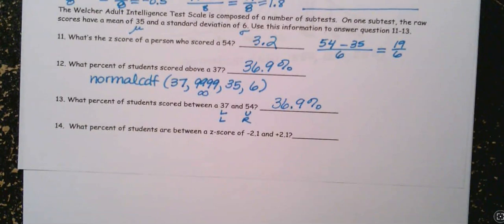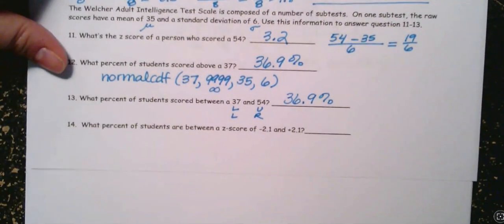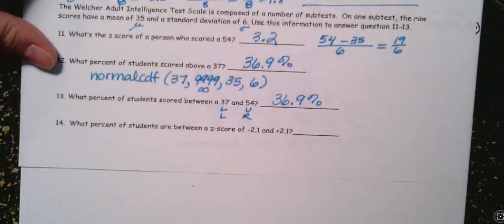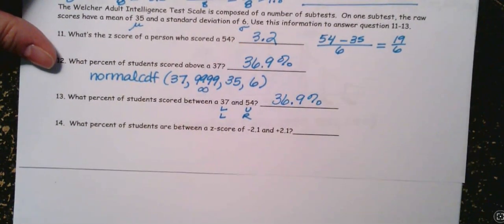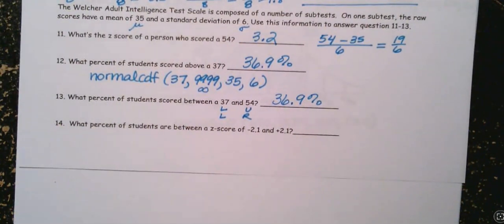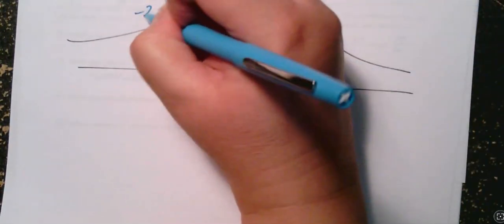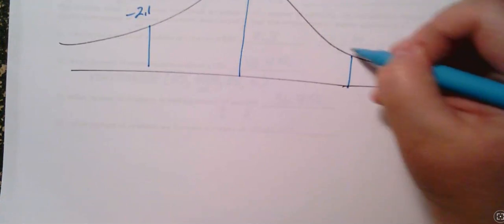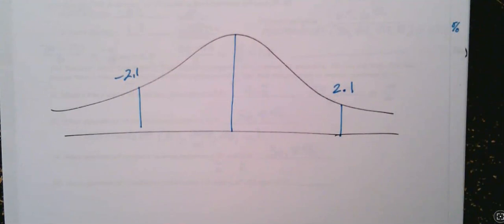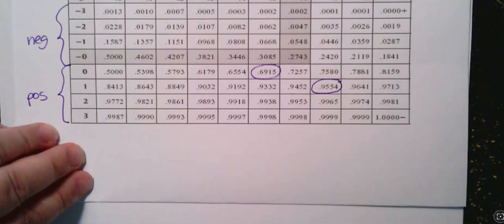What percent of students are between a z-score of negative 2.1 and positive 2.1? They gave me z-scores here, so let's go ahead and use the table. A z-score of negative 2.1 is 2.1 standard deviations to the left of 0, and a z-score of 2.1 is 2.1 standard deviations to the right of the mean. When I said 0, the mean has a z-score of 0. There's no standard deviations at the mean.